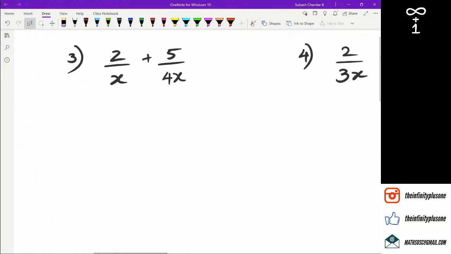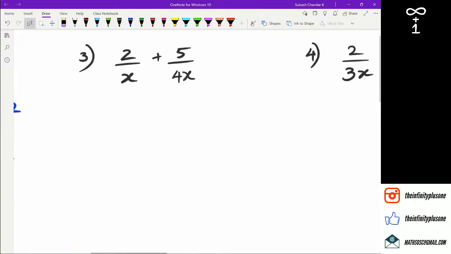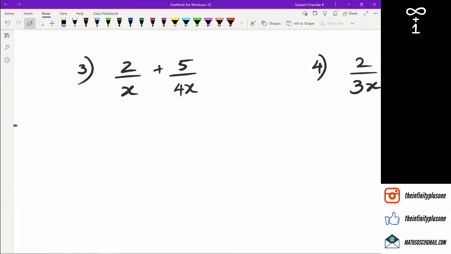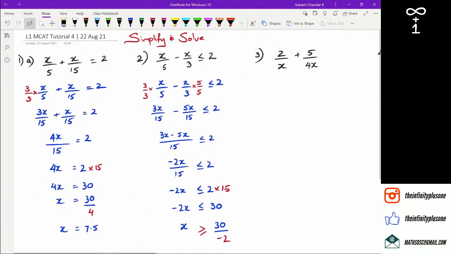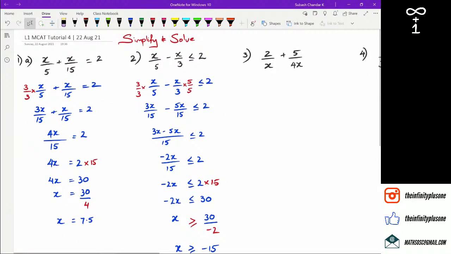So question 3, what we have here is there's no solve because it's just two fractions put together, and we just have to try and put these two fractions equal to each other. That's all we're doing. So once again, we're going to do the same thing as what we did in the first question today. If you look at question number 1, we had 5 and 15. I'm always going to go back to that. So 5 and 15, the lowest common multiple between those two was 15.